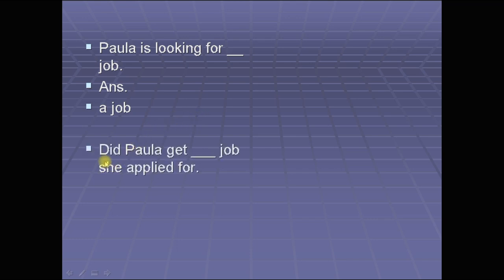Second sentence: "Did Paula get blank job she applied for?" What is the answer? Correct, the job. Kasi, specific na yung job dito kung ano yung she applied for. So, ito yung specific, yung trabaho na ina-applyan niya. So, naging specific na dito yung job. Kaya, ang gagamitin natin, "the job." "Did Paula get the job she applied for?"